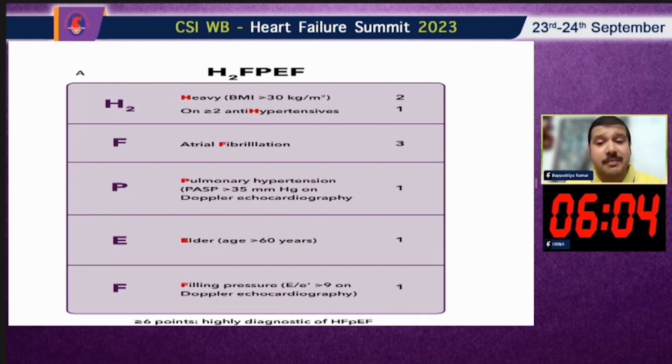The patient is having hypertension, whether he or she is on more than 2 antihypertensive agents. The patient is having atrial fibrillation, 3 points for that. Pulmonary hypertension more than 50, 1 point for that. The patient is aged more than 60 years, 1 point for that. And in the echocardiography, I would like to ask for the E by E prime ratio. If it is more than 9, then the patient satisfies the highly diagnostic criteria for HFpEF, because C will have 6 points for this, for the presentation that we have been given.